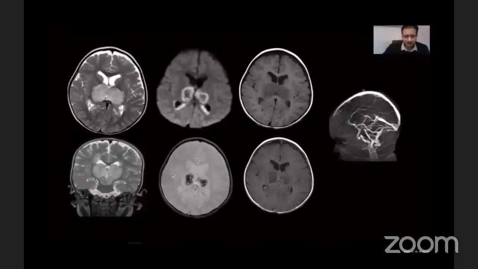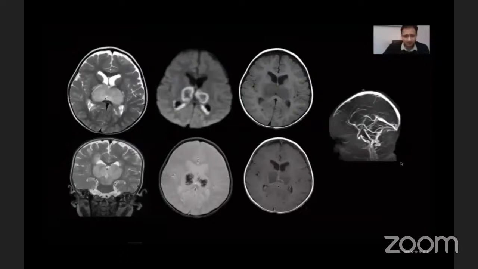On the gradient echo images, there is hemorrhage within bilateral thalami. Pre-contrast T1-weighted images demonstrate low signal within the thalamic lesions, and the post-contrast T1-weighted images demonstrate this rim of peripheral enhancement. MR venogram was performed, which was deemed unremarkable. So what's the diagnosis here?